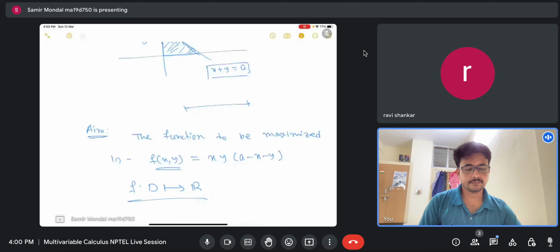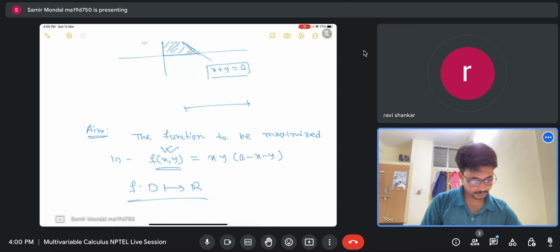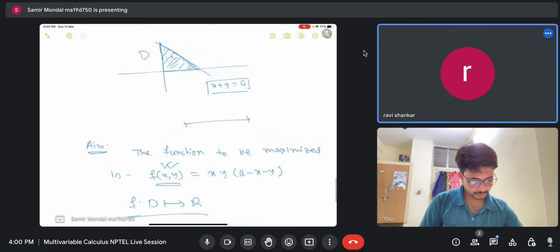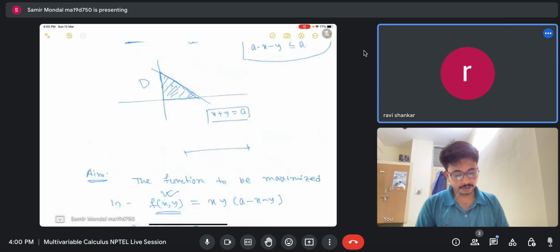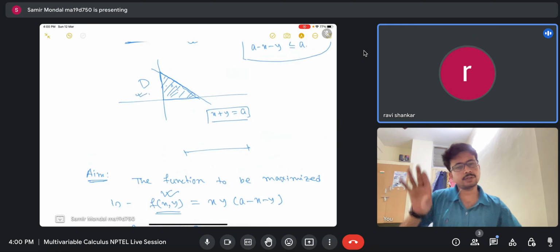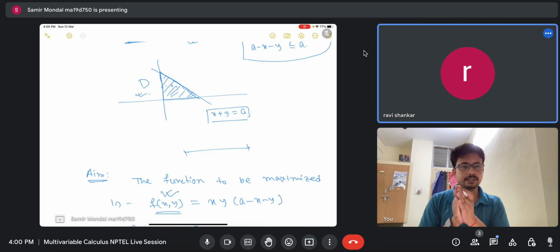Sir, in the second quadrant, it can't take a value, no? Yes, we are not going for negative values. We have one positive quantity that we are trying to divide.